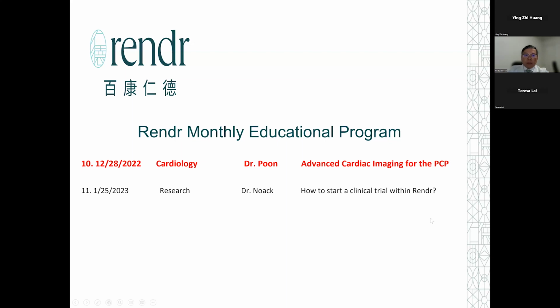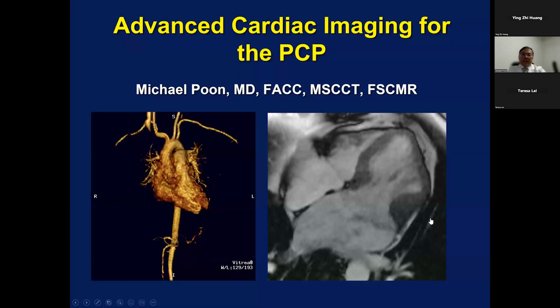So today I'm going to talk about advanced cardiac imaging. Everybody likes advanced cardiac imaging because the pictures tend to be very pretty, and you see the nice pictures in three-dimensional format. But actually, it took many, many years of hard work to get to this stage.